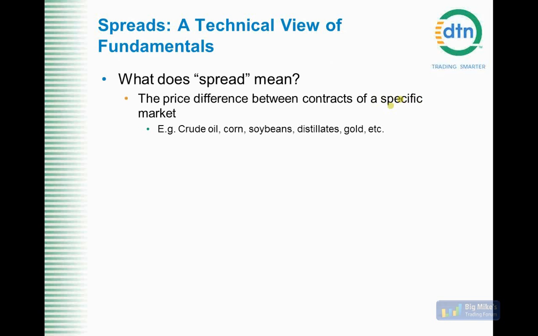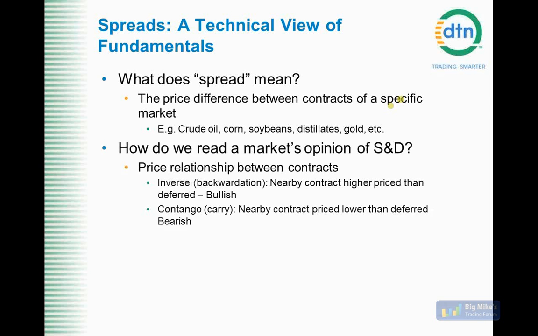So right off the bat, what does spread mean? Spread is the price difference between contracts of a specific market. And again, this can be crude oil, corn, soybeans, distillates, gold, cotton, coffee, sugar, you name it. It's the same thing. The spread, the price difference between the contracts of any of these commodities, tells us what the commercial side, the traders actually involved in that cash commodity, think the actual supply and demand is. So how do we read this? How do we read a market's opinion?